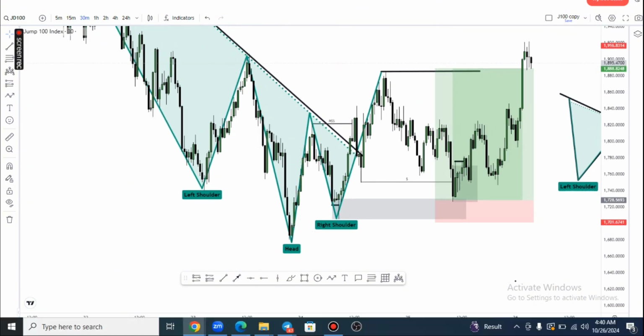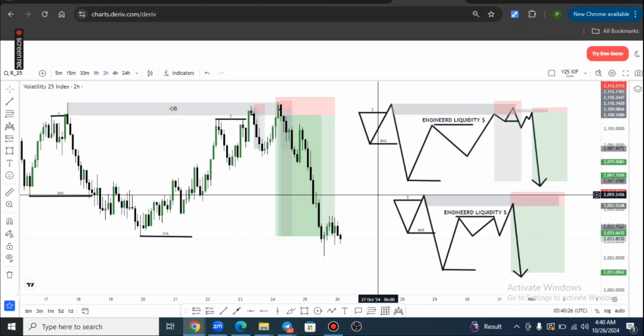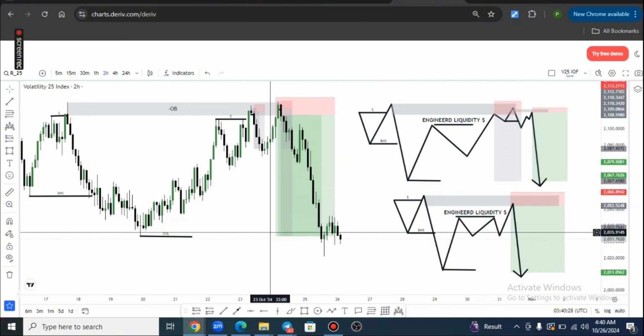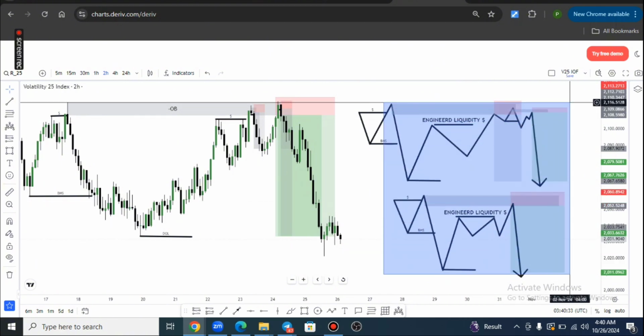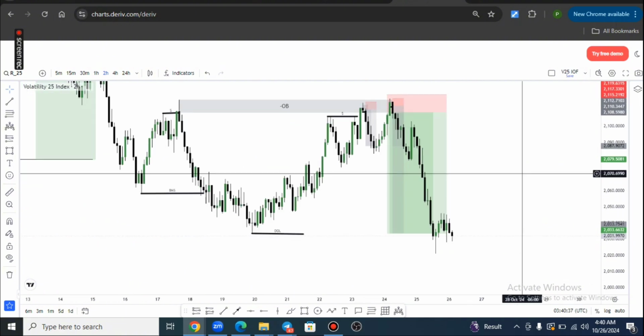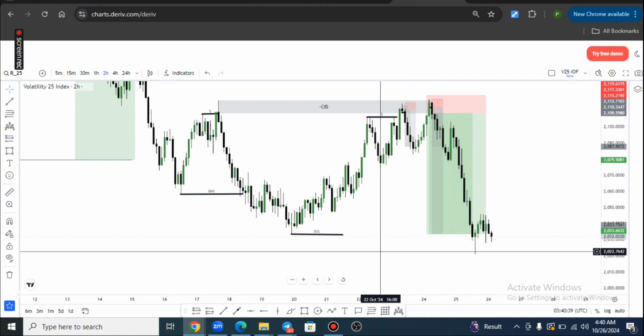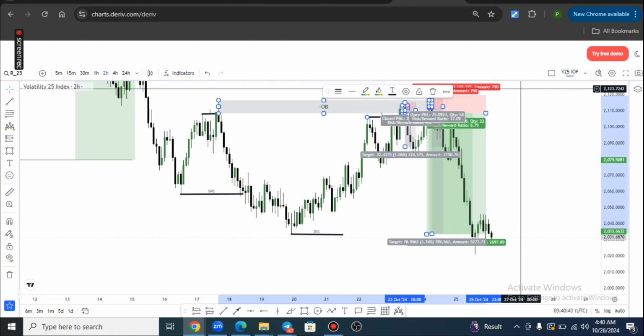I think this setup, I saw something like this on V25. Let me show you guys. Let's look for some examples on V25. Sorry guys, let me clear out all of this. Please do not forget our pattern. Let me clear out everything so we see properly.